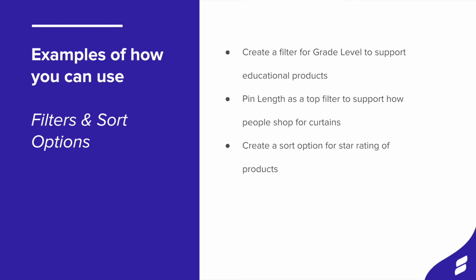Before we close things out, let's cover some examples of how you can use filters and sort options based on best practices we've identified through working with thousands of e-tailers at Searchspring. If you are a company that has educational products, you can create a filter that lets shoppers narrow down the products by the grade level which they're related to. If you are a company that sells curtains, you can pin a filter for length to the top of the filters. And if you have a user-generated content program, you can create a sort option for the star rating of products.